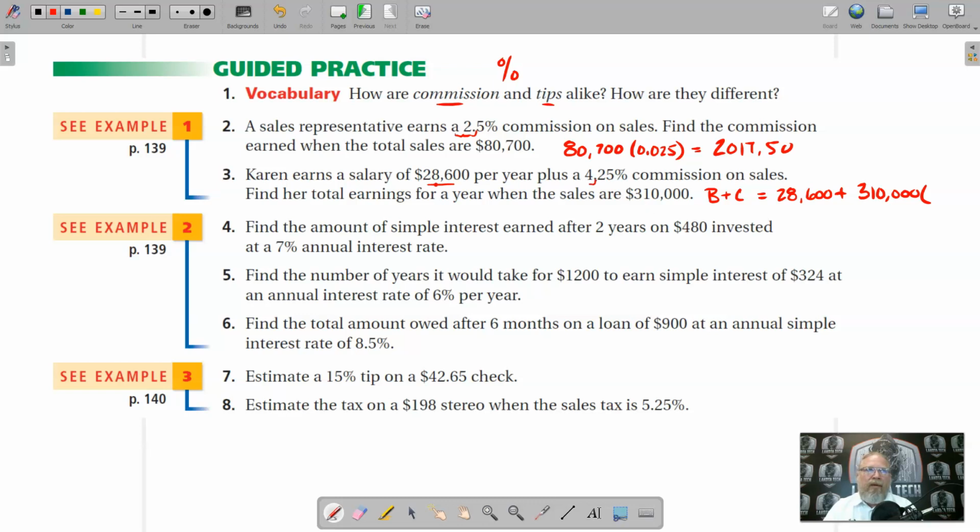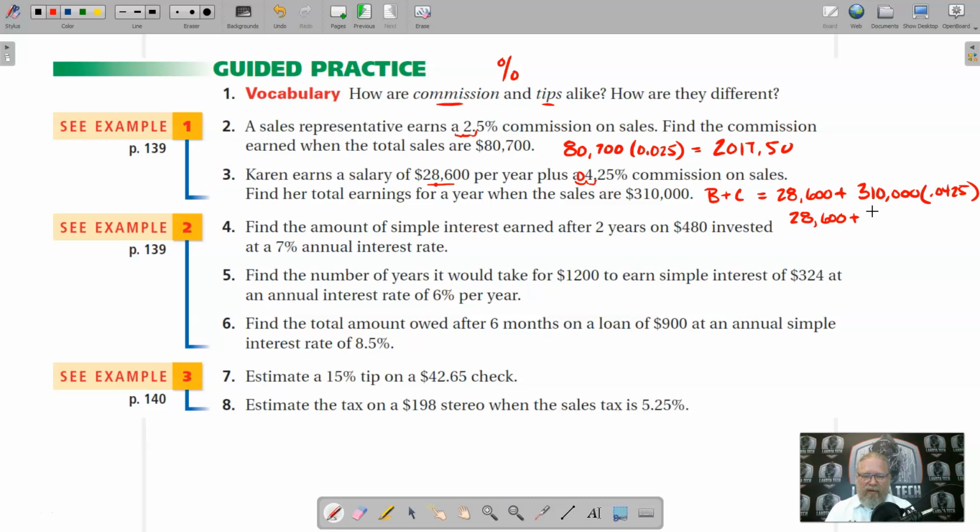4.25%. So we're going to move that decimal over 2 places. We're going to need a 0 in there. So we'll have 0.0425. And let's bring down our base salary, $28,600. And we're going to add to that the product of $310,000 times 0.0425. There we go.